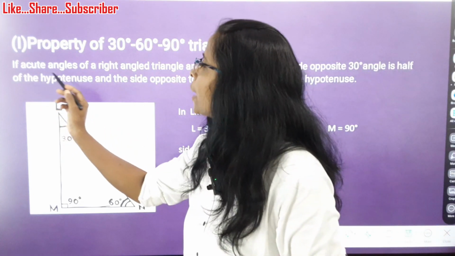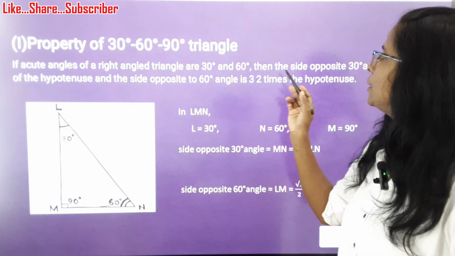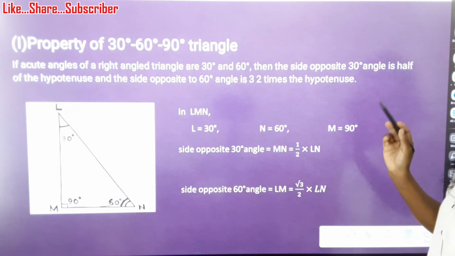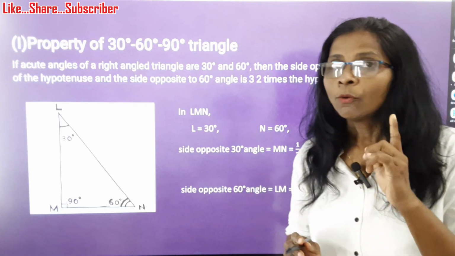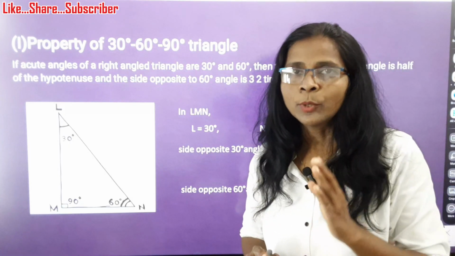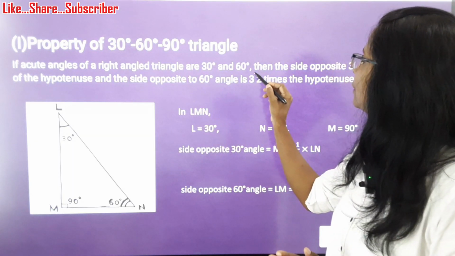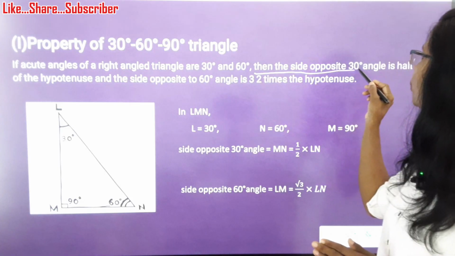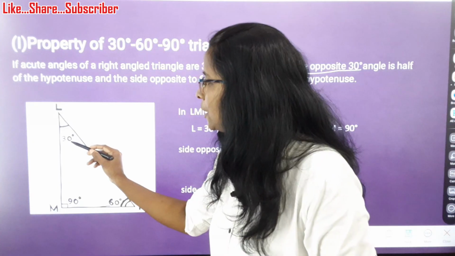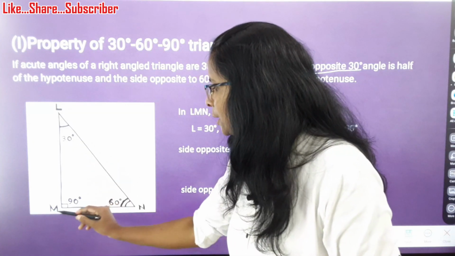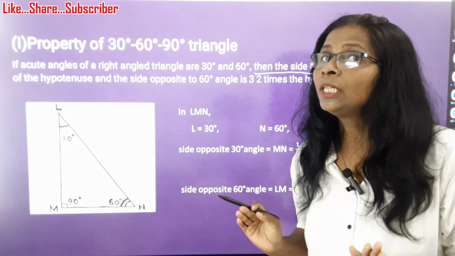So here, if the acute angles of a right angle triangle are 30 degrees and 60 degrees, then the side opposite to the 30 degree angle is half of the hypotenuse. Okay, students, what is the property? The property says that the side opposite to 30 degrees, that means MN, is equal to half of its hypotenuse.